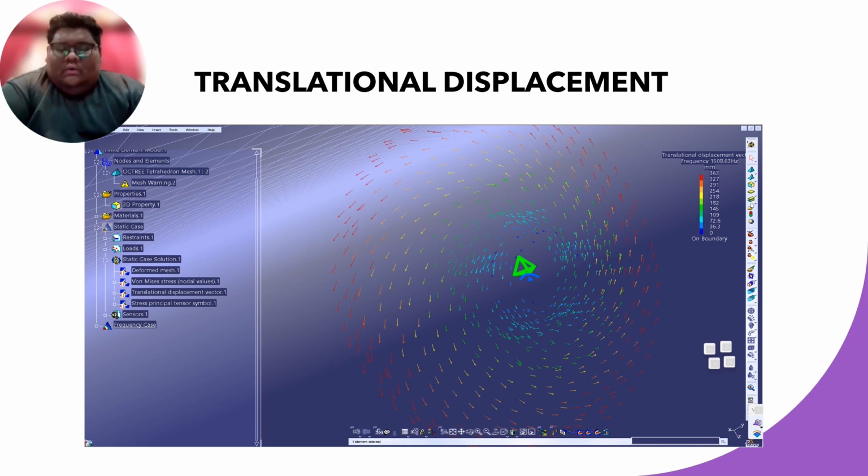Okay, from the analysis, we can also get the translational displacement. From the picture, we can know the maximum and minimum displacement from the analysis in CATIA.